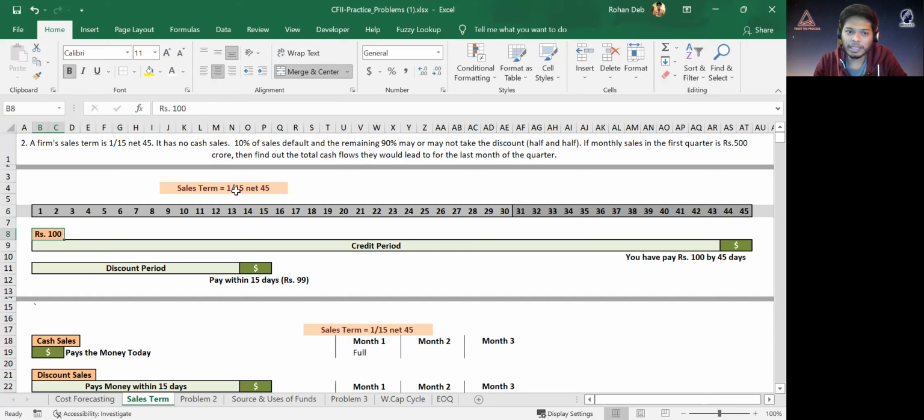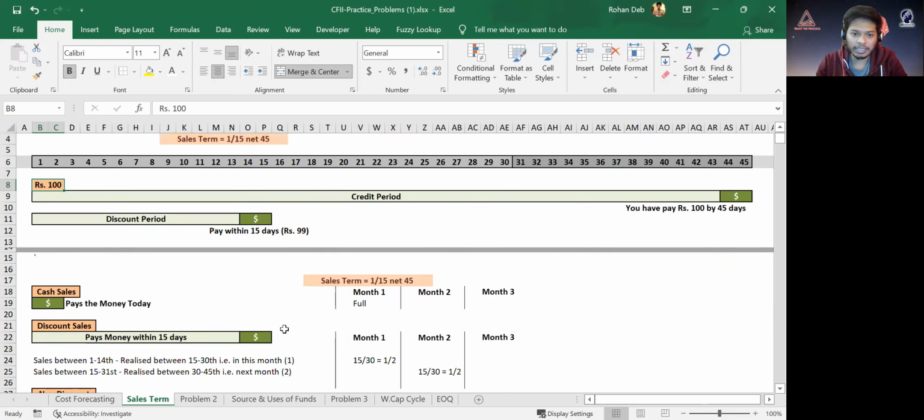Now it says that if you pay within 15 days, I will give you 1% discount. That means if you pay within 15 days, then you have to pay 99 rupees. So instead of 100, you have to pay 99 rupees. So this is essentially what the term sales 1 by 15 net 45 means. Okay. Now what implication does it have?